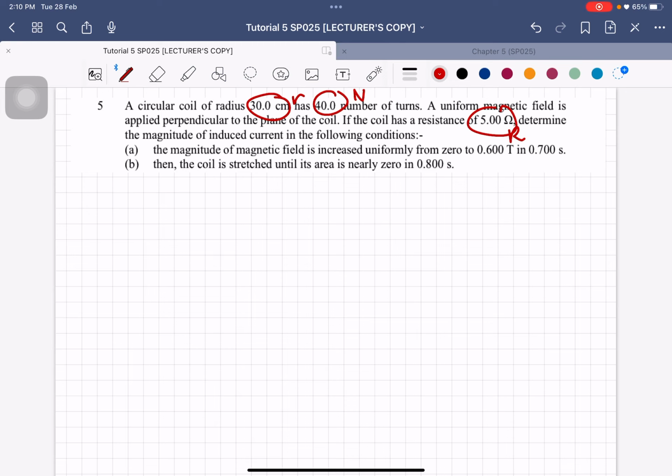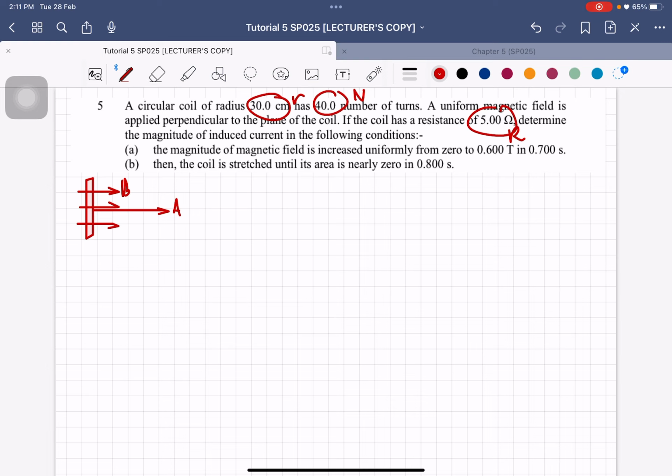So the magnitude of magnetic field increases uniformly from 0 to 0.6 Tesla in 0.7 seconds. Okay, based on the question, we know that the magnetic field is perpendicular to the plane of the coil. So it's going to be, again, what we've learned before, the area vector is going to be parallel to the magnetic field. So that is the situation.